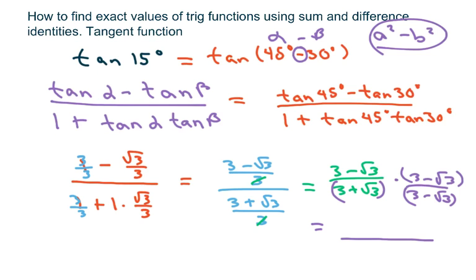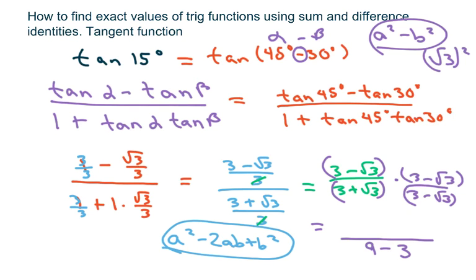So my a is 3, so square your 3 and you get 9. Put your minus, your b is square root of 3. Square root of 3 squared equals 3, so that's minus 3. The numerator, however, is going to be the formula a squared minus 2ab plus b squared, because that's your perfect square trinomials thing. So we get 9 minus 2 square root of 3 plus 3. Okay, so my a was 3 and my b was square root of 3.